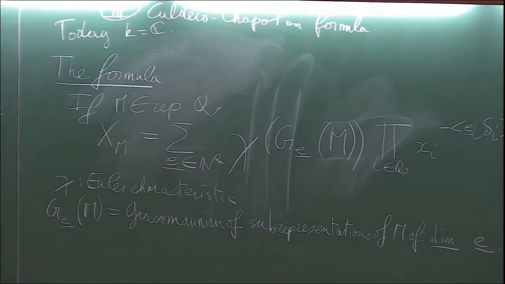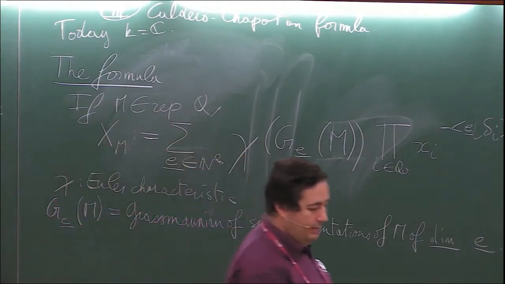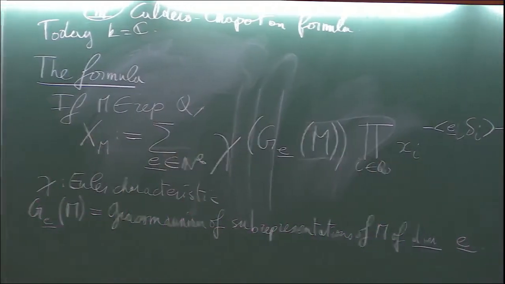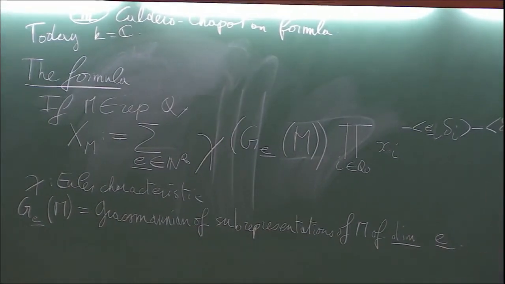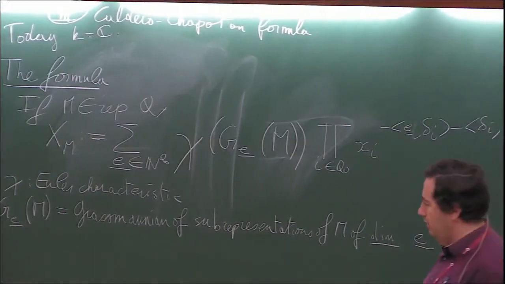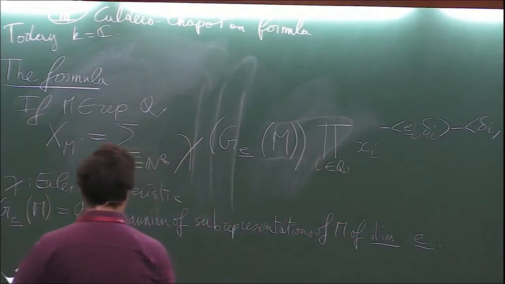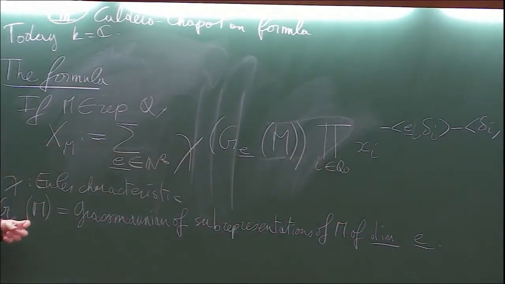So in the same way that the Grassmannian that was defined the other day was parameterizing subspaces of a certain dimension of a vector space, this one parameterizes sub-representations of M of a certain dimension vector. I will construct it later, don't worry. And this thing is the Euler form.